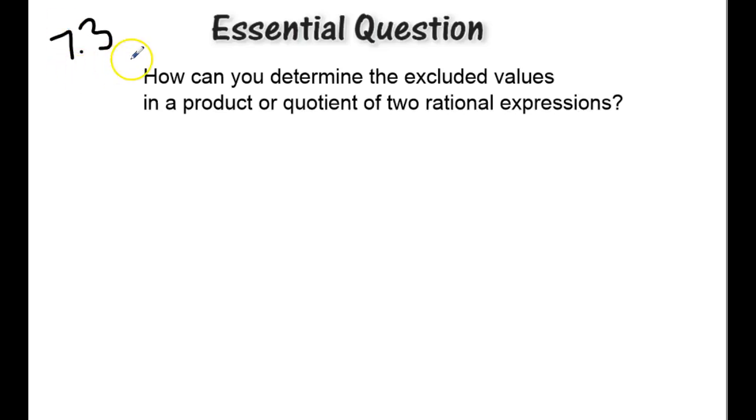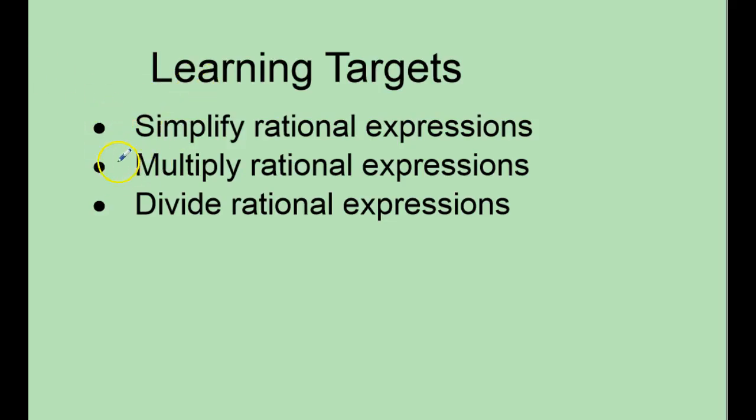All right, here's section 7.3, and our essential question is how can you determine the excluded values in a product or quotient of two rational expressions? Now just remember that product is multiplying and quotient is dividing. So our learning targets for this section are pretty easy. First we're going to simplify rational expressions, then we're going to multiply, and then we're going to divide. But when we do these multiplying and dividing, we're always going to go back and simplify our final answers before we're done.